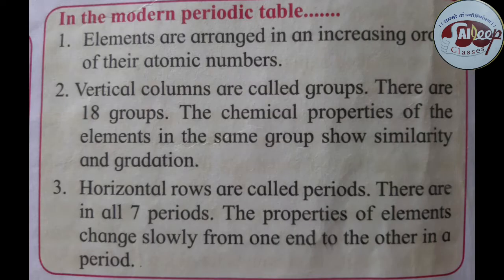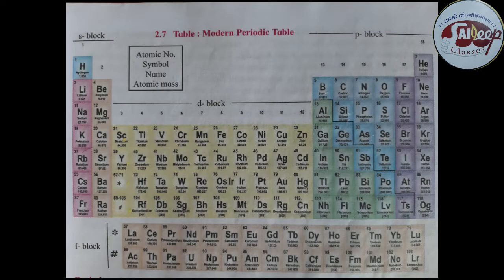Horizontal rows are called as periods. There are in all 7 periods. The properties of elements change slowly from one end to the other in a period. मॉडर्न पिरियडिक टेबलमध्ये 7 पिरियड्स असतात आणि ह्या 7 पिरियडमध्ये एलिमेंटच्या प्रॉपर्टीज एका मूलद्रव्याकडून दुसऱ्या मूलद्रव्याकडे म्हणजेच लेफ्ट टू राईट, एका मूलद्रव्याकडून दुसऱ्या मूलद्रव्याकडून तिसऱ्या असं लेफ्ट टू राईट स्लोली चेंज होत असतात.